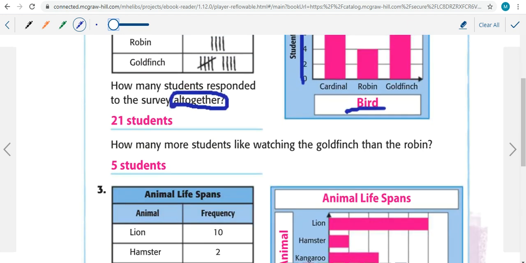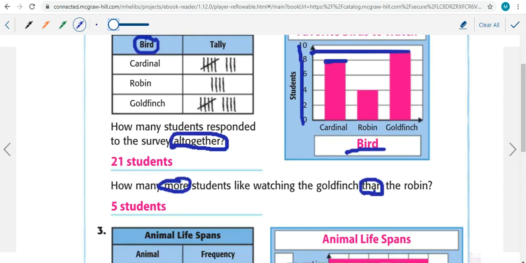How many more students like watching the goldfinch than the robin? Remember that when you see the word more, that means a subtraction. So you're going to subtract the number of goldfinch, which is 9, and the number of robin, which is 4. So 9 minus 4 equals 5.